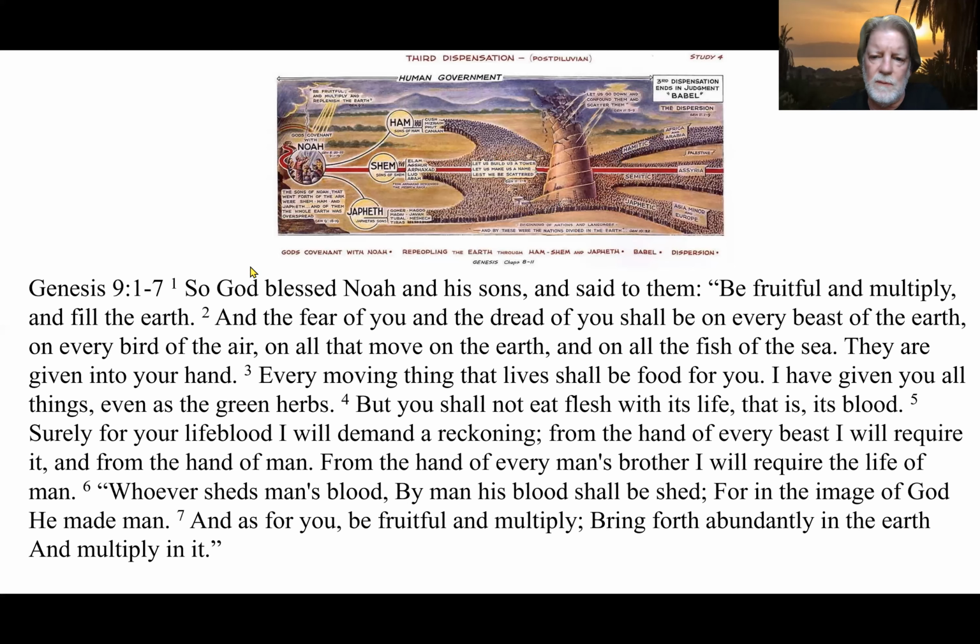Okay, so let's see, where are we here? God blessed Noah and his sons and said to them, be fruitful and multiply and fill the earth, and the fear of you and the dread of you shall be on every beast of the earth and every bird of the air, on all that move on the earth and on all the fish of the sea. They are given into your hand. Now, the idea that they're given into the hand of humans has to do with dominion. When God had created Adam and Eve, he gave them dominion over all that he had created. And when they sinned, they kind of forfeited their dominion to Satan, to Lucifer, to the devil.